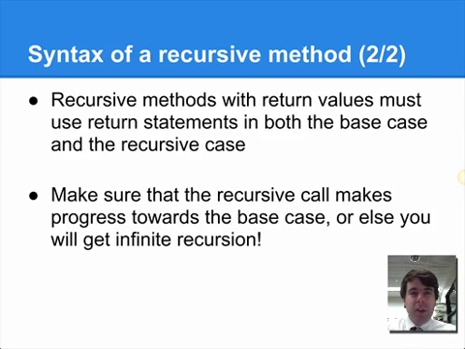A couple more little tips. If you're writing a method with a return value, then you have to put the return value in the base case, and you also have to make sure that you have a return statement in the recursive case, because eventually you're going to reach the base case. You have to return something back to the previous version of your program, and then in the recursive case of that previous copy, it has to take that value that you returned, do something with it, and return something else.